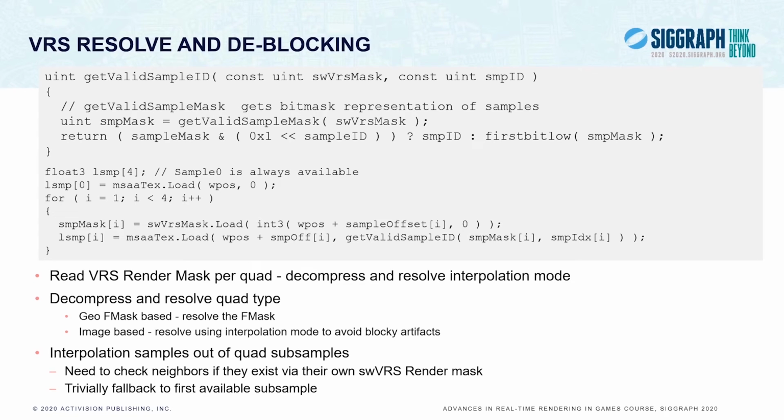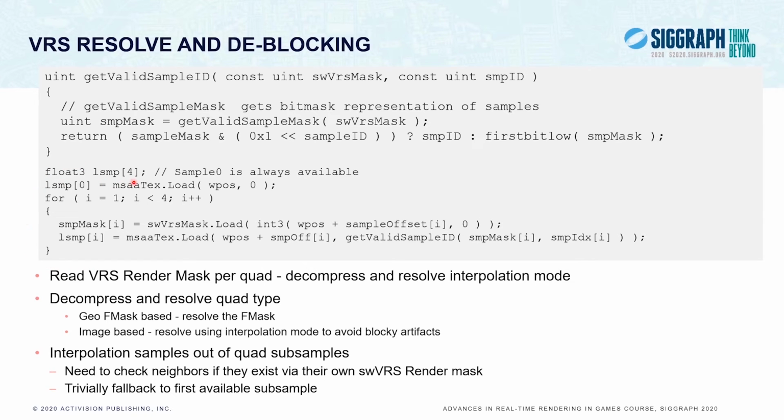One important thing to remember is that interpolation of samples outside of the quad subsample might need a neighborhood check, because samples outside of your quad might not actually exist, so you would need to check their own software VRS render mask for them and fall back to some other subsample. The piece of code here illustrates this problem.